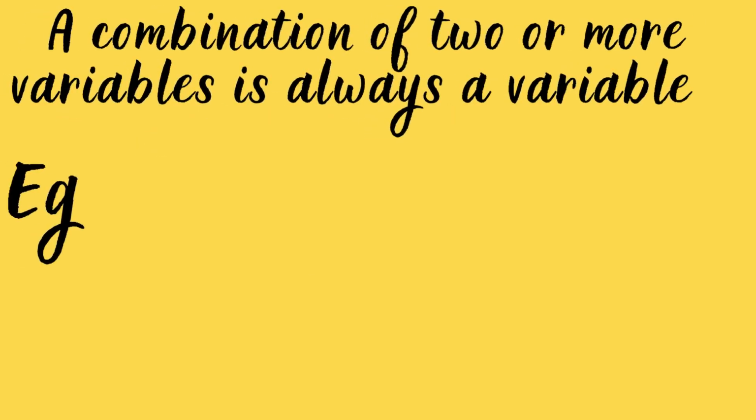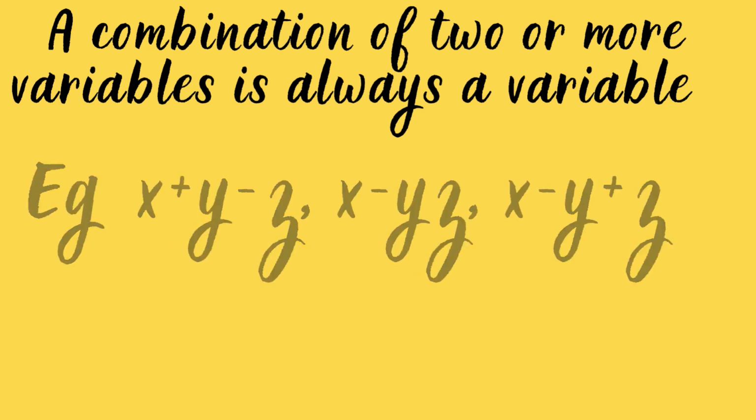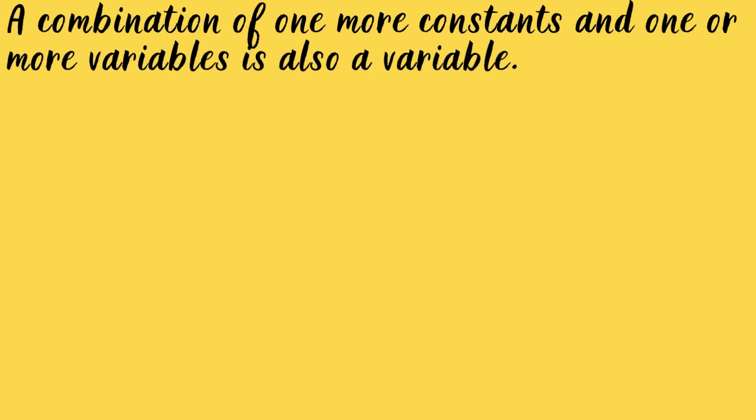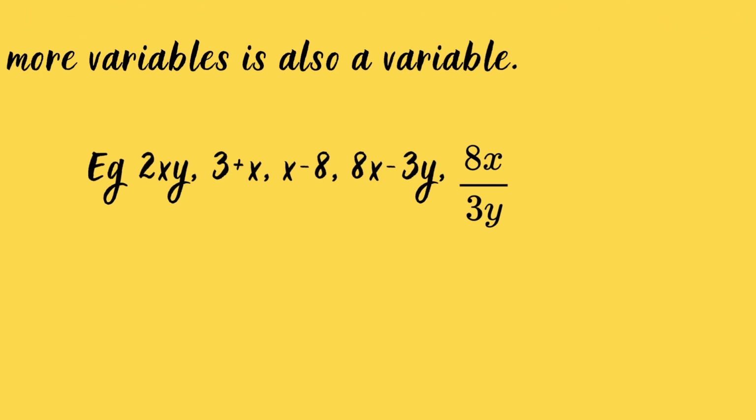A combination of two or more variables is always a variable. For example, x plus y minus z, or x minus y plus z, or x minus yz. Now, if we have a combination of one or more constants and one or more variables, that is also called a variable. For example, 2xy, or 3 plus x, or x minus 8, or 8x minus 3y, or 8x/3y, they're all called variables.